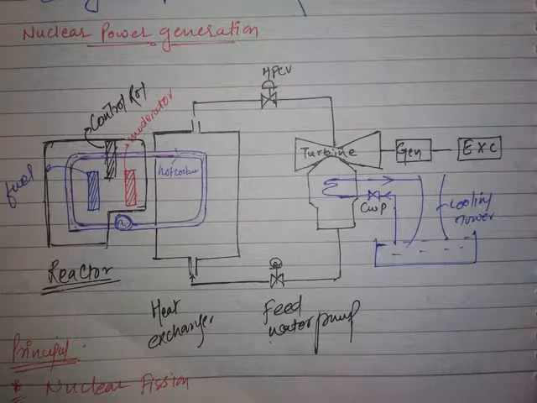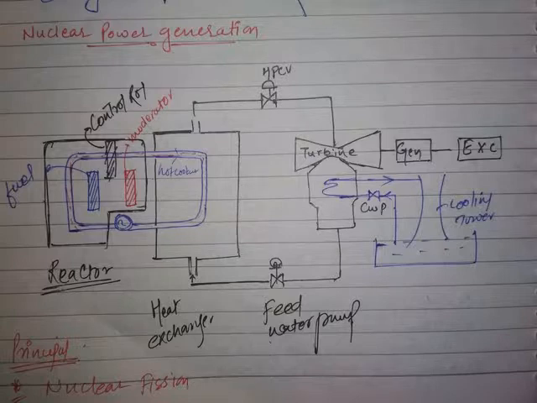Inside the nuclear reactor, there is nuclear fuel. This nuclear fuel is given as either enriched or natural. The enriched is uranium 238-92 and the natural is uranium 235-92. This is a comparison.